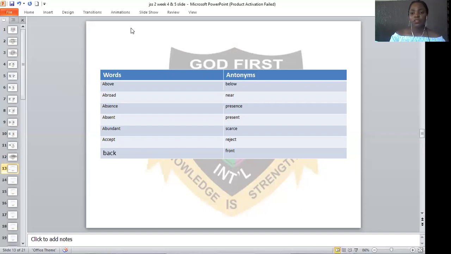Abroad. The synonym for abroad is far. But the opposite becomes near. Absent, present. Abundant, scarce. The food was in abundance yesterday, but today it is very scarce.